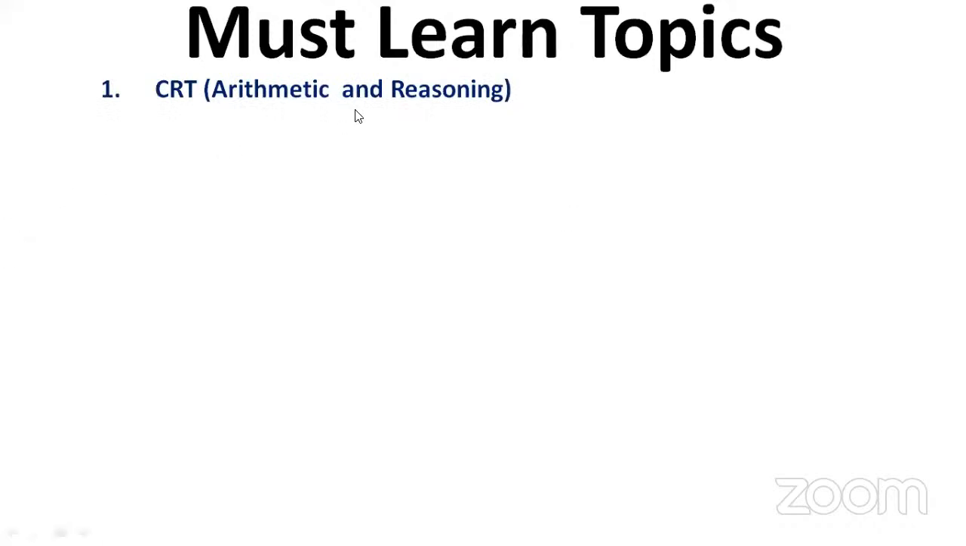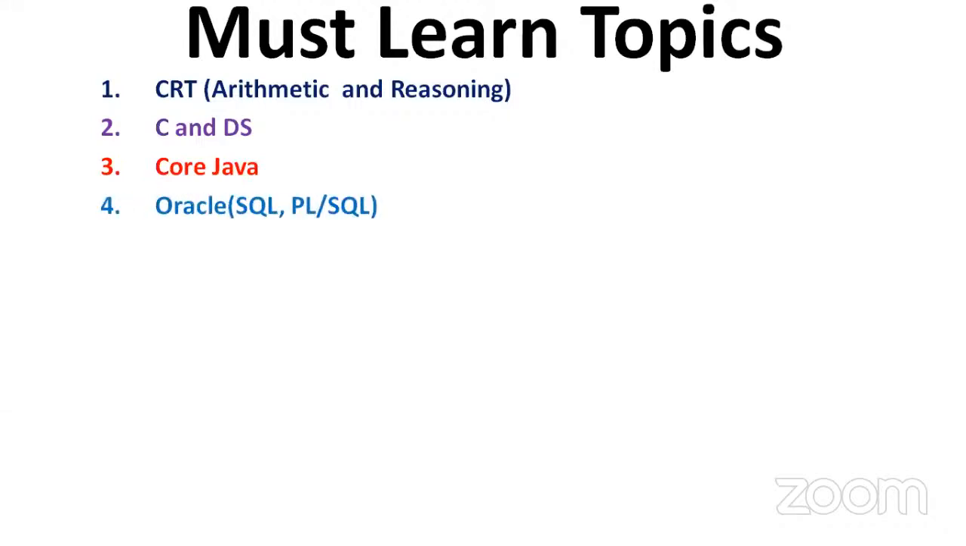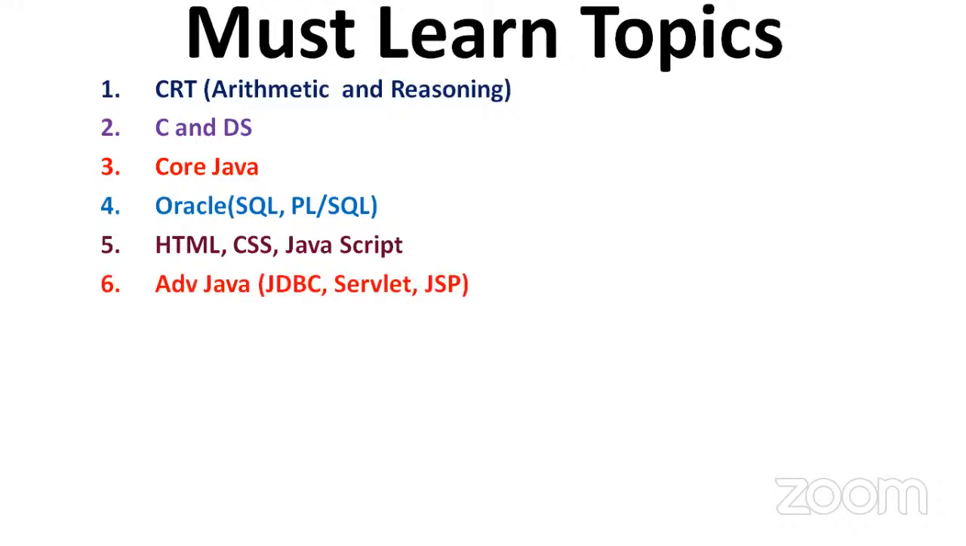CRT is what? Arithmetic and reasoning. Second course, what? Third course, core Java. Come on. Oracle. Next. HTML, CSS, JavaScript. Then advanced Java. Okay. Advanced Java: JDBC, Servlet and JSP. Clear? Then if you learn these 6 courses, can I develop a full-fledged project end to end?